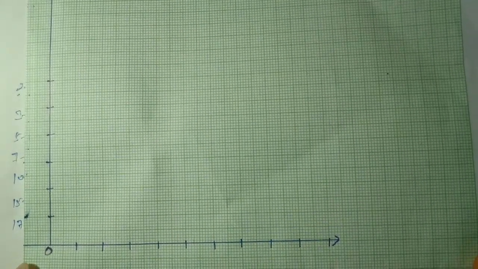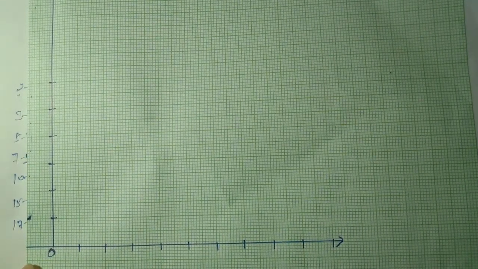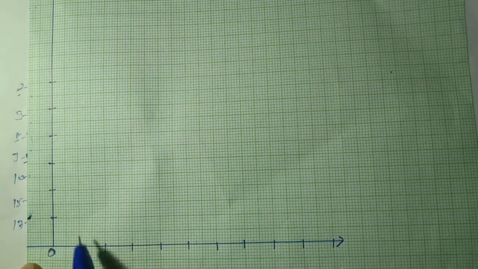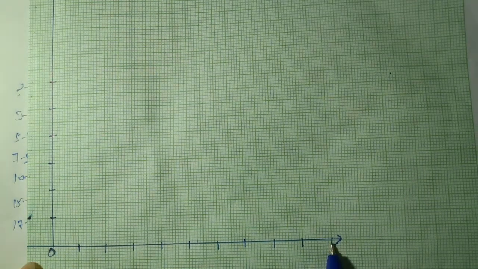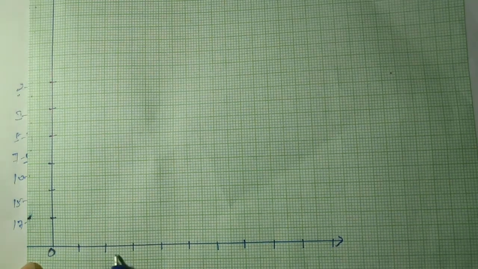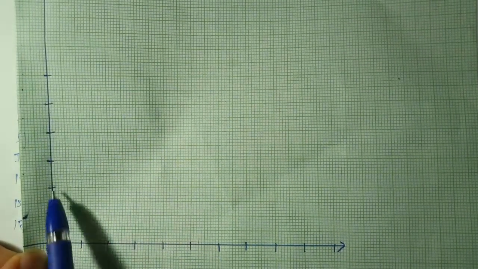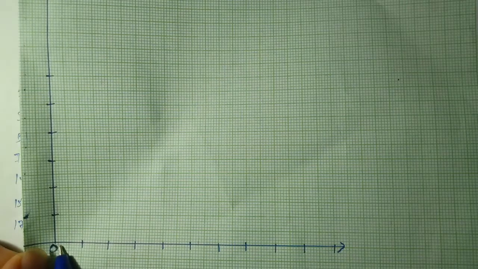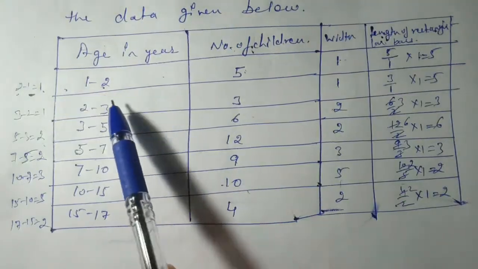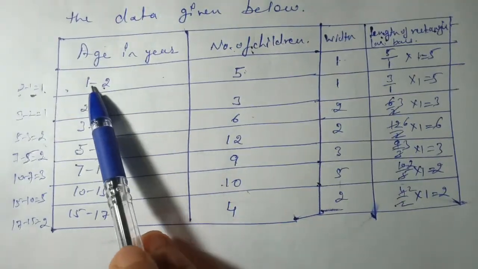So here we have the graph. I have drawn the horizontal line and the vertical line. On the x-axis we're going to plot the point of the class interval, and on the y-axis we're going to plot the length of strip that we have found. So let us first take the ages.